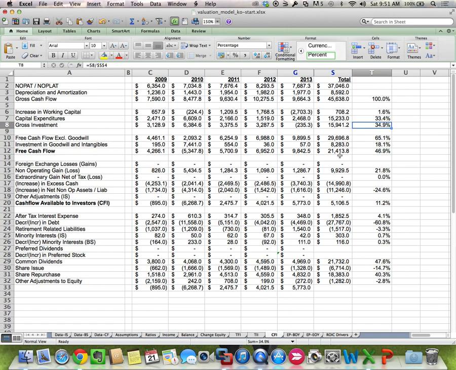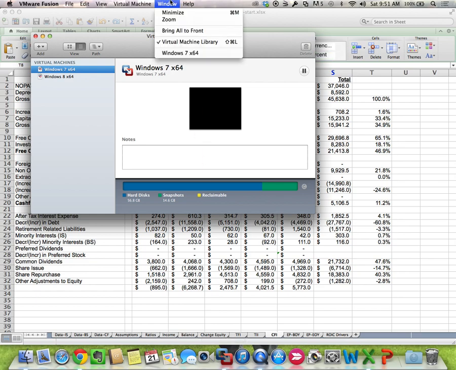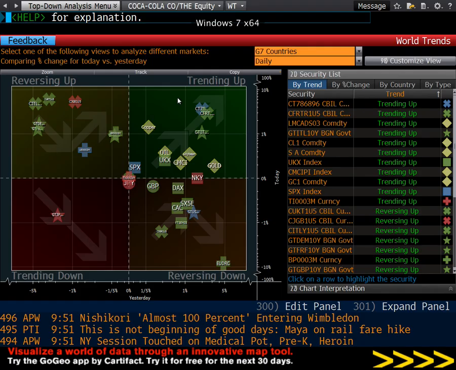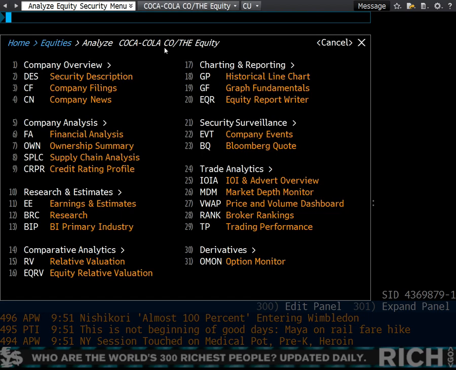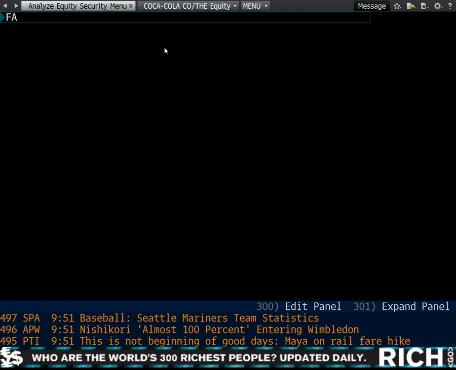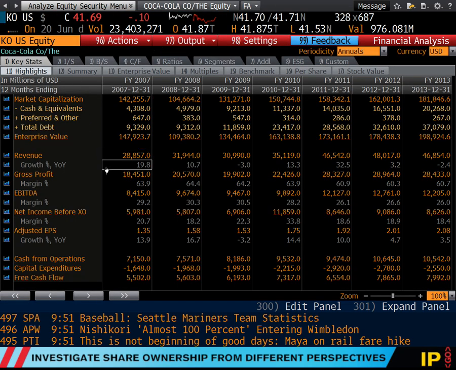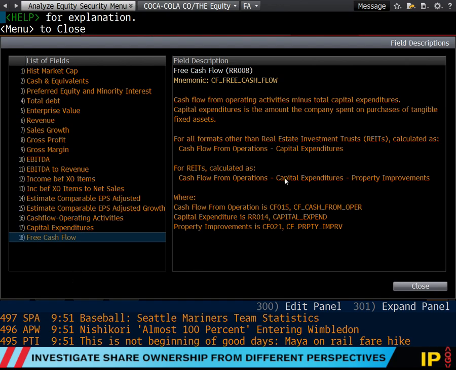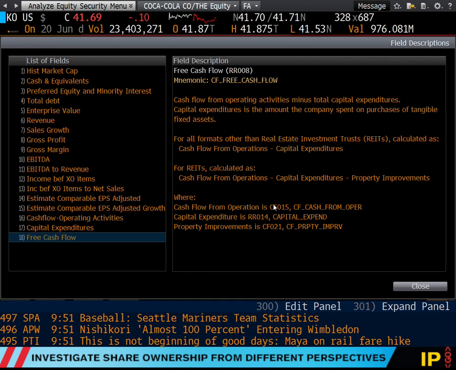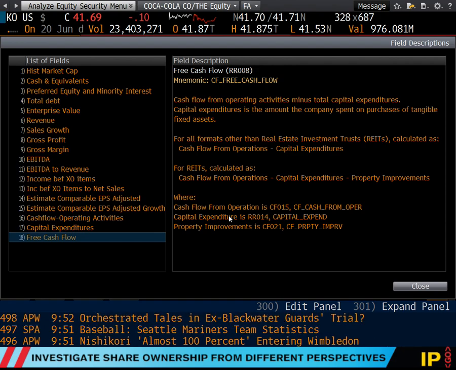But I'll go a step forward and I'll just show you, pick a company in Bloomberg, I don't know, Coke. And then you go to FA, which is financial analysis, and then you come down here and there's something called free cash flow. And then you can click on free cash flow and you can show the definition. The definition of free cash flow is cash flow from operations minus capital expenditures. That's it. That's the Bloomberg definition of free cash flow. What are they missing?